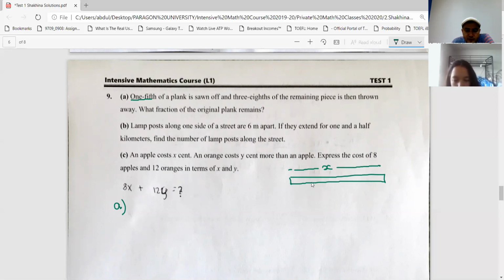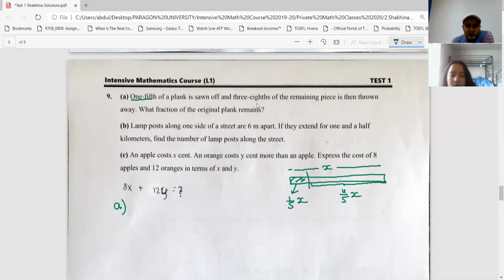So now it says that 1/5 of the plank is sawn off. Let me just cut from here, okay? We just remove this part. And this part is 1/5, which means 1/5x. It's gone. And 3/8 of the remaining piece. Okay, now the question for you, Shahina, if 1/5 of x is sawn off, how much is left here? 4/5, right? Because together it is equal to 1. So if you just cut off this part, this is left.